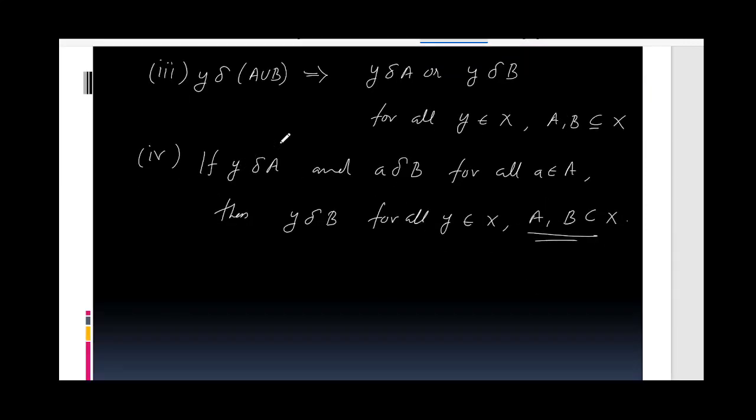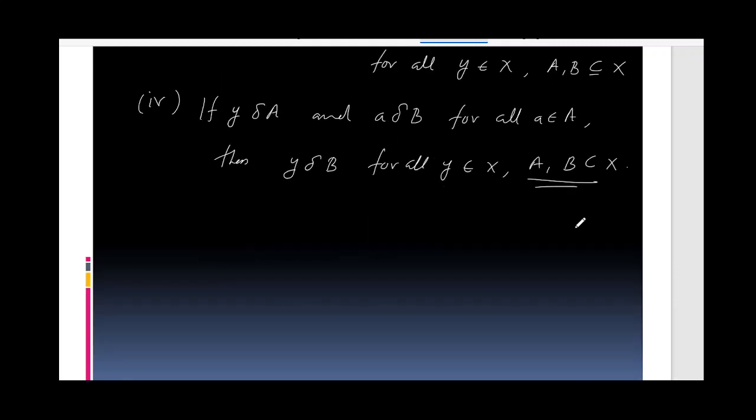Now, if y is near to A and A is near to B, then what will happen? You are having a point here, y. Here you are having a set A. Now this y is very near to A. Now every point of this set is very near to another set B. That's the meaning, right? For all a belongs to A, a delta B. So the points in A are very close to B. So y and B are very near, right? So we can write it as y delta B for all y belongs to X and A, B contained in X.